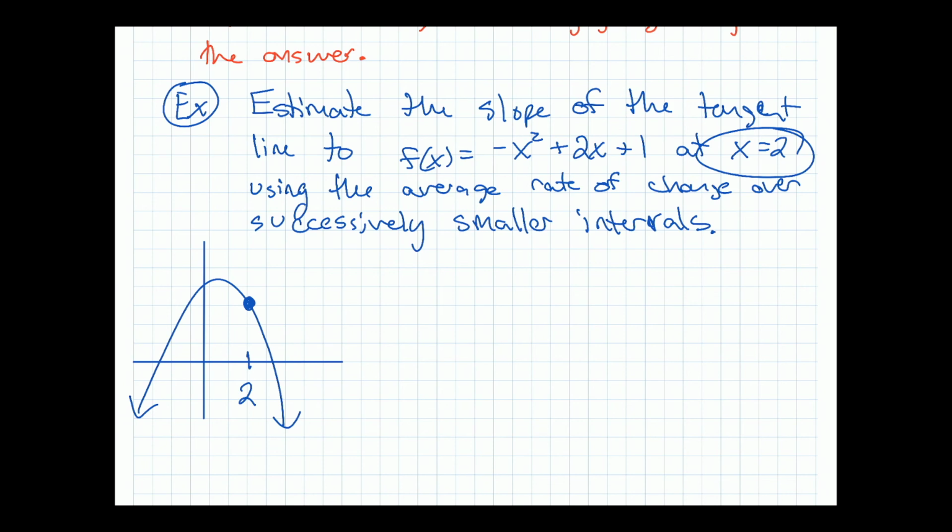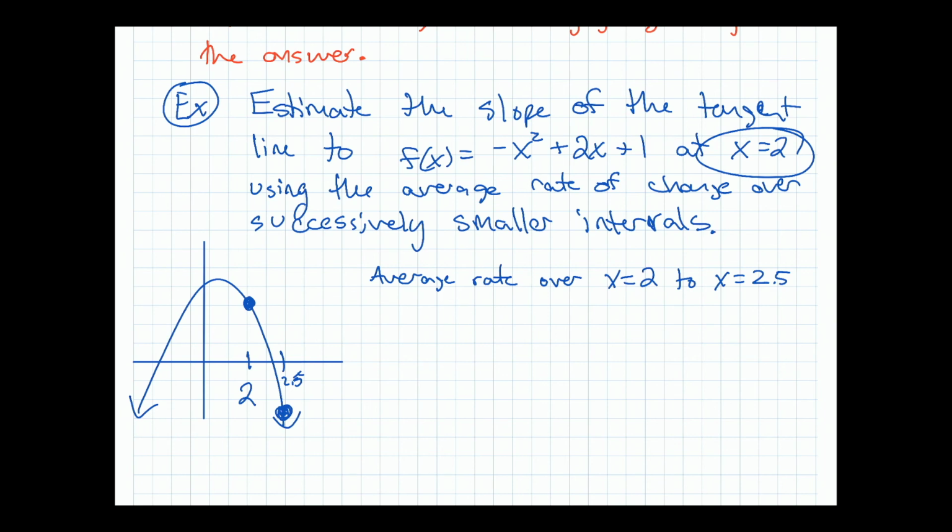So what you do is you start out with, let's say, that that's 2, and what if we just put 2.5 here, right? Then there'd be a point down here. So you start out with that. You could do the average rate over x equals 2 to x equals 2.5, right? But then we need to take a smaller interval.